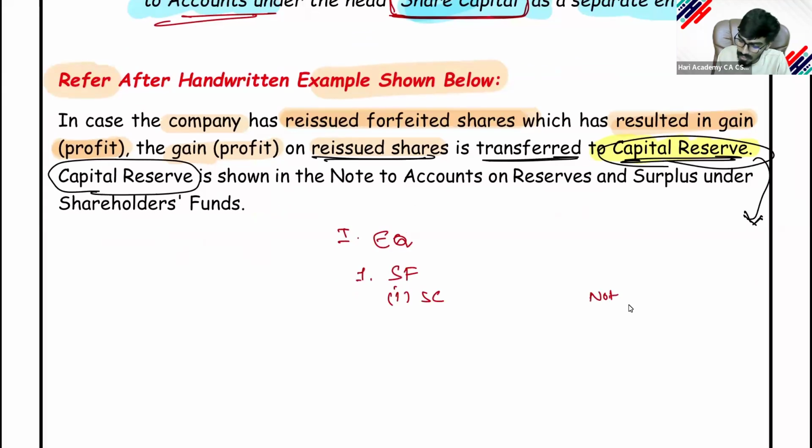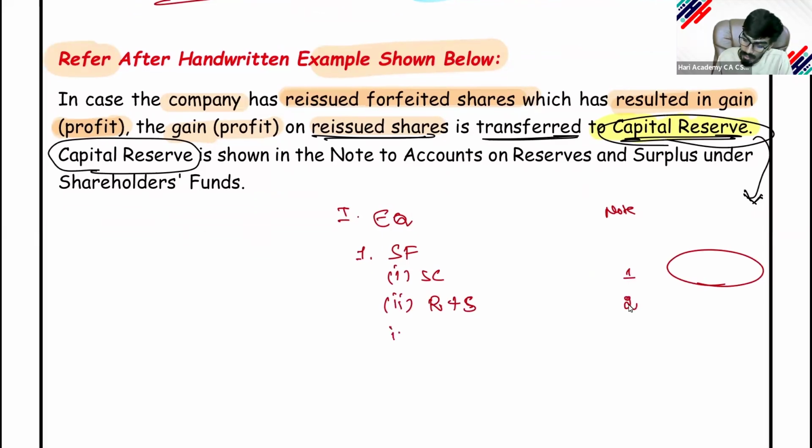SC, note number 1 only, we have studied, and we have found some value. In the next session, we are going to study reserves and surplus. That will be your note number 2. I am going to give you in-depth understanding.